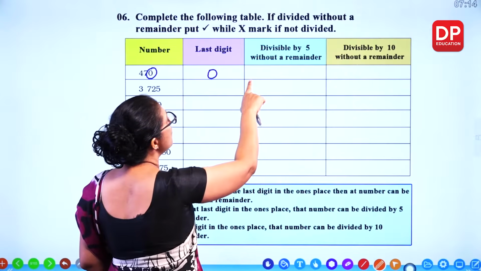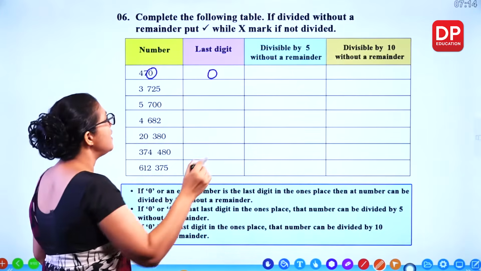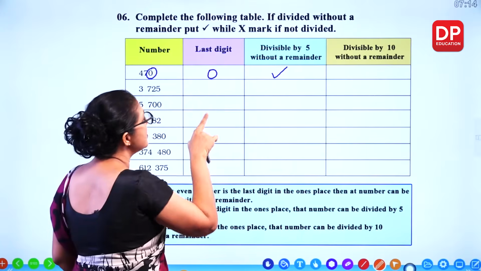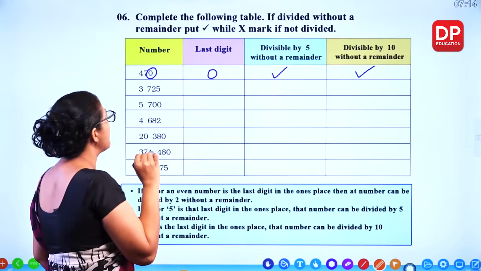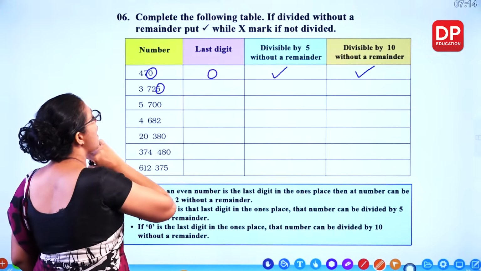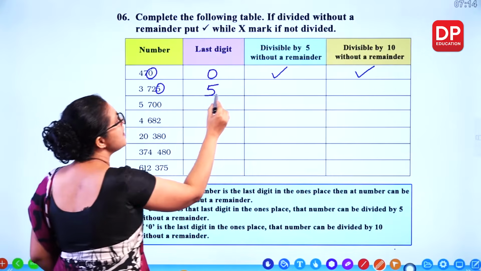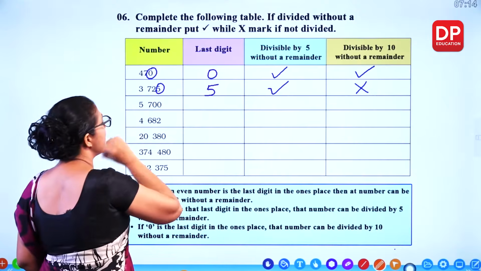Divisible by 5 without a remainder. Last digit 0 or 5, it's divisible by 5. Divisible by 10? Yes, last digit is 0. That's divisible by 10. This one, 5. So 5 means divisible by 5 but not divisible by 10.